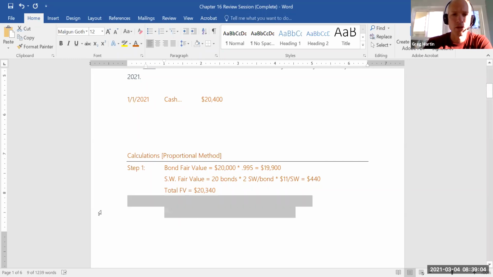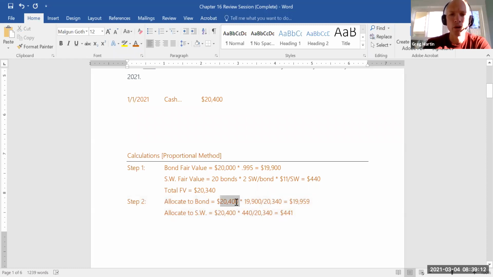And so now the second step is to proportionally allocate. We take that 20,400 and then we allocate to the bonds the proportion of the fair value that is represented by the bonds. So 19,900 over the total gets us 19,959 allocated to the bonds. We take a similar approach for the stock warrants, and we can see that we allocate $441 to the stock warrants.